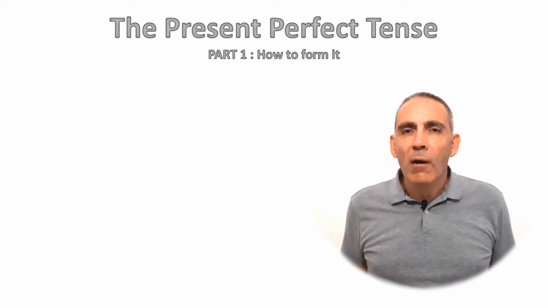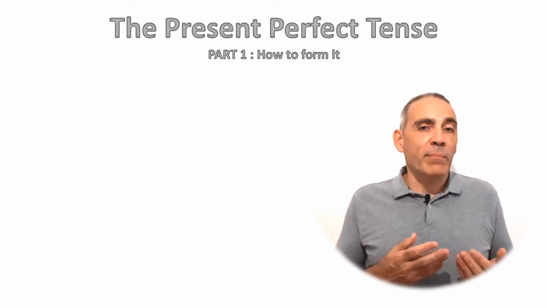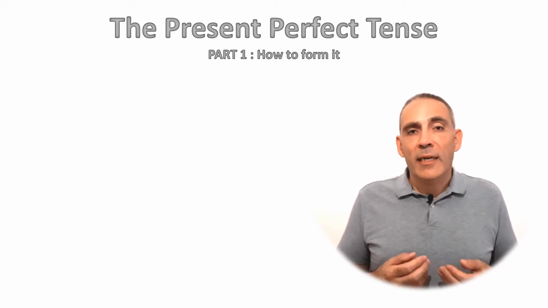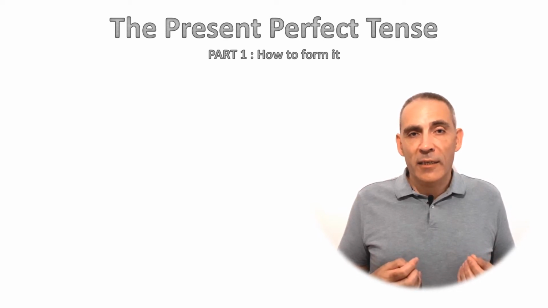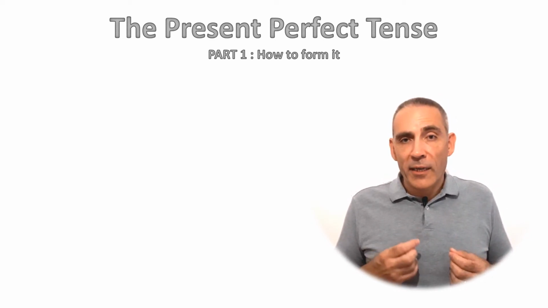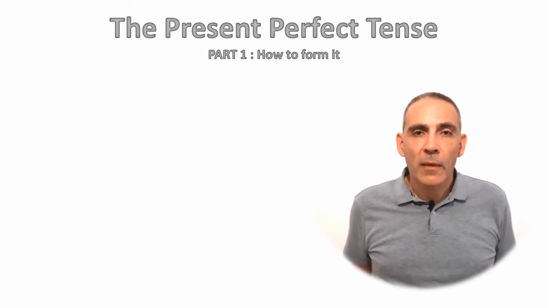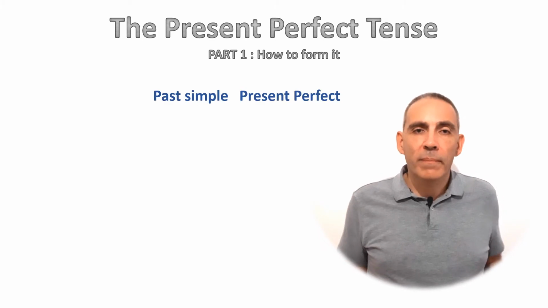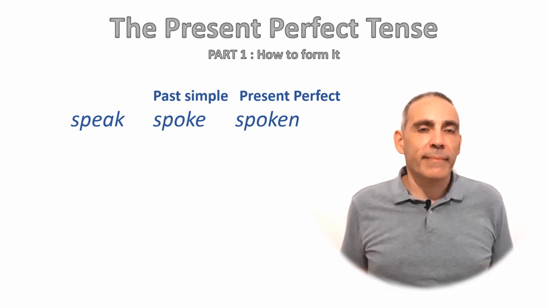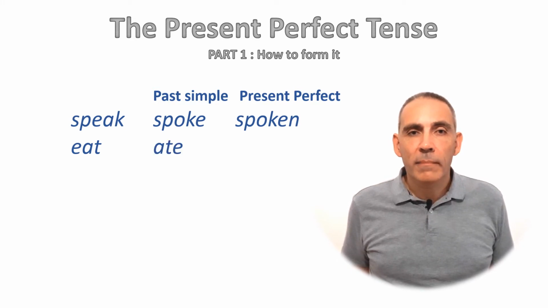Unfortunately, there are many irregular verbs which don't form a past participle by simply adding ed. Many of these verbs are used frequently and so simply have to be learned. In addition, unlike regular verbs, their forms are often irregular in both past simple and present perfect. Some typical examples: speak, spoke, spoken. Eat, ate, eaten.